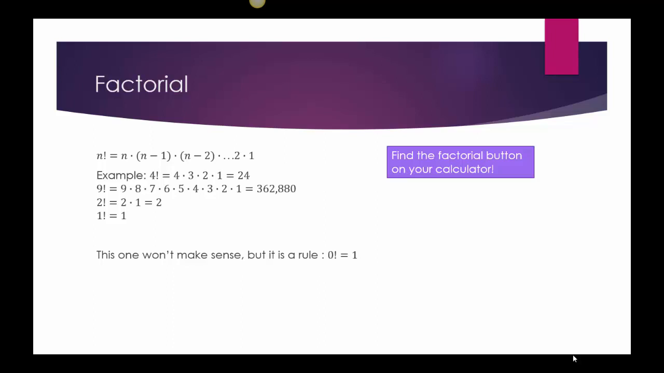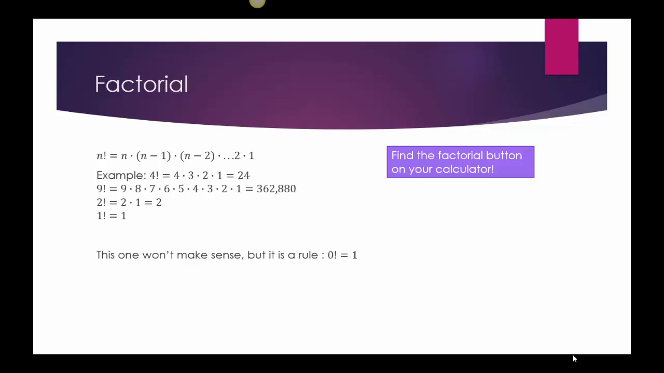So for example, what if I have 4 factorial? 4 factorial would be 4 times 3 times 2 times 1, which is 24. Factorials can get very big very quickly. So look at 9 factorial. 9 factorial is 9 times 8 times 7 times 6 times 5 times 4 times 3 times 2 times 1, right? A bunch of numbers. It's 362,880. 2 factorial, much easier. It's 2 times 1, which is 2.